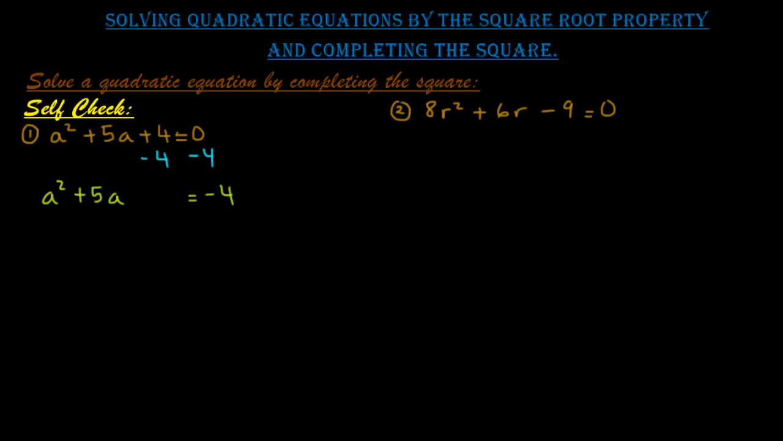So we need to keep some space there. So add the blank square on both sides. Add the blank square on both sides. So what fills in the blank is half of 5. So half of 5 is 5 over 2. Okay, so we have 5 over 2 in both blanks.